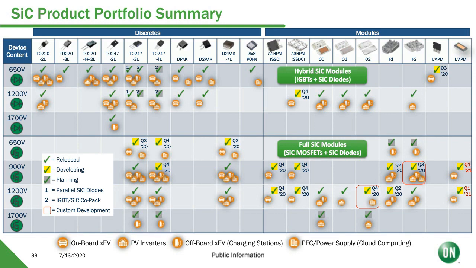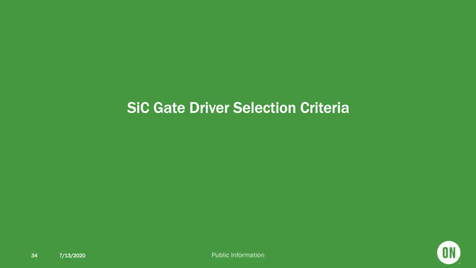In terms of modules, a full array of hybrid and full SiC modules. The hybrid you'll see mainly in the diode space, and then full SiC will be when we're incorporating the MOSFETs inside of here. And then lastly, I will touch on silicon carbide gate drivers.